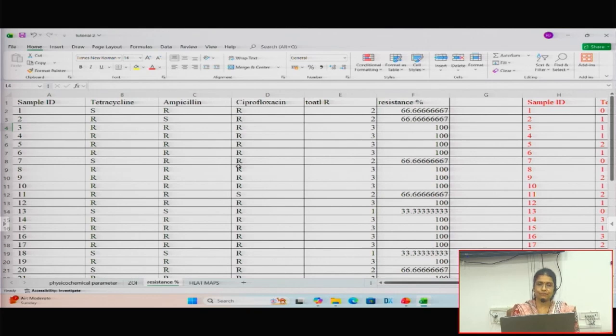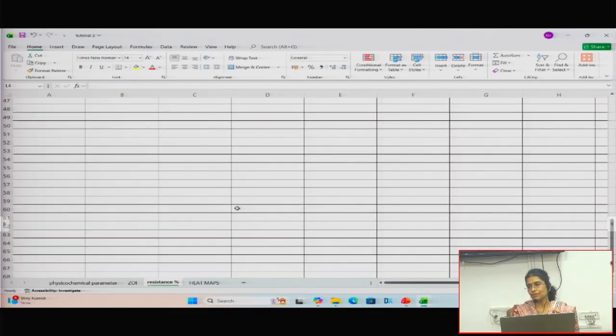You have your zone of inhibition data. And what else do you have? What do you reference it against? CLSI or EUCAST. And then you are in a position to go ahead and give that S or R. Clear? Right. Now from here, can you go ahead and calculate the percentage resistance for all of this?